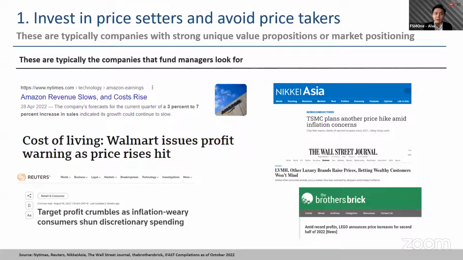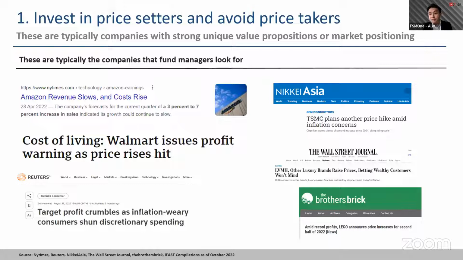Price setters are those who have pricing ability, and mostly they are demand inelastic, meaning that any changes in demand wouldn't affect the price, and any changes in price will bring minimal impact to the demand. These are typically companies with strong, unique value propositions and market positioning, and these are the companies that fund managers look for.